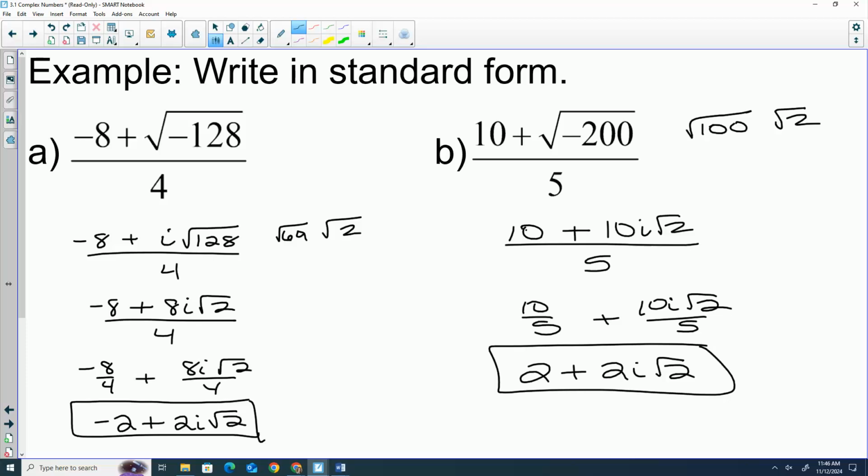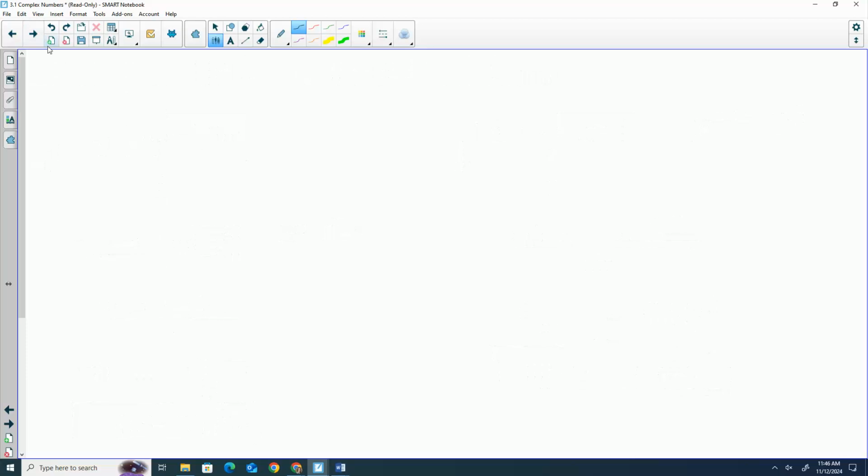Okay. Last piece from this section, I want to talk about powers of i. So we have i. If I give you i squared, what does that equal? What about if I said i to the third? That's the same thing as saying i squared times i. Would you agree with that? What's i squared? Negative 1 times i is negative i.